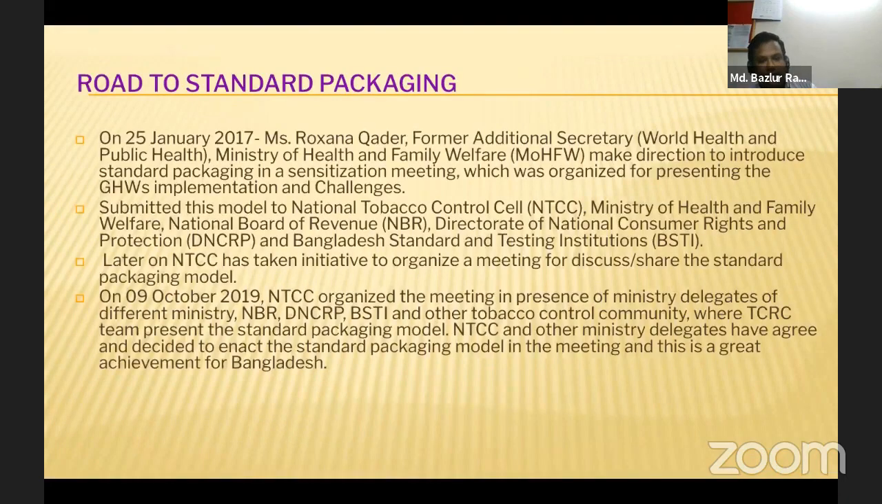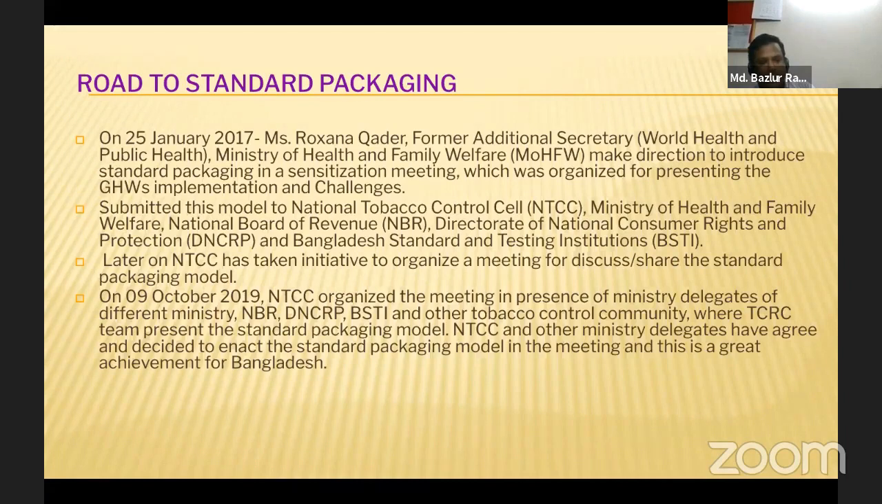We found the specific model and submitted it to the National Tobacco Control Cell, Ministry of Health and Family Welfare, the National Board of Revenue, that means the NBR, the Director of National Consumer Rights Protection, and the Bangladesh Standards and Testing Institution, who covered the Packaging Act. Later on, the NTCC, I mean the National Tobacco Control Cell, took the initiative to organize a meeting for discussing and sharing the standard packaging model.